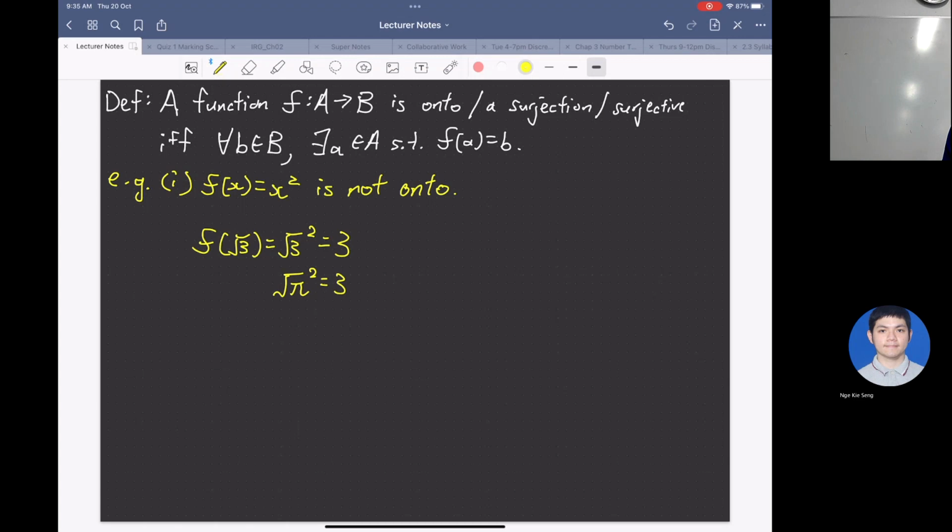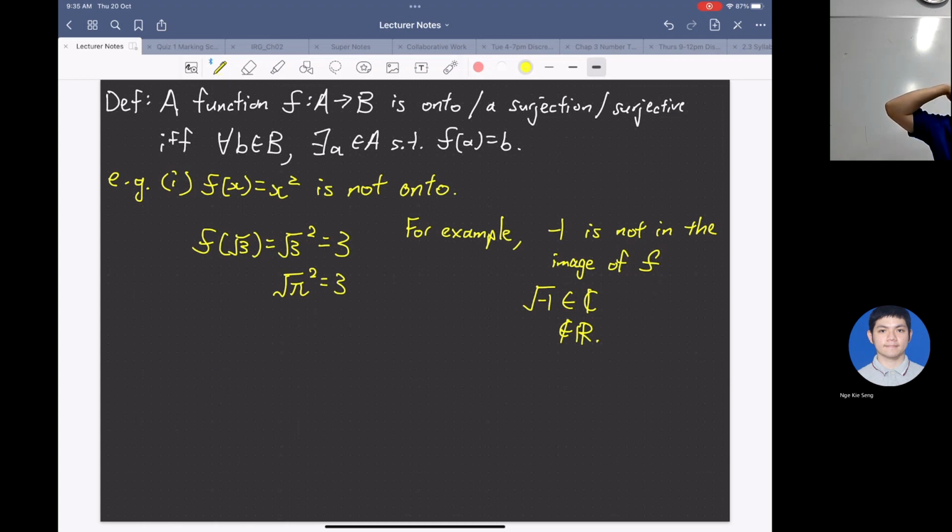So for example, -1 is not in the image. The square root of -1 is in C, not in the reals. And another reason is x squared is always positive, so you cannot reach negative.